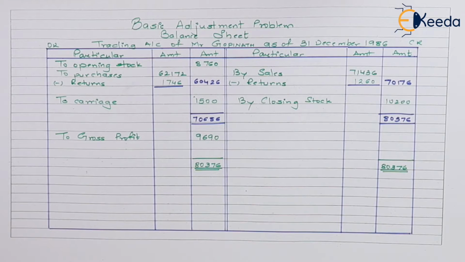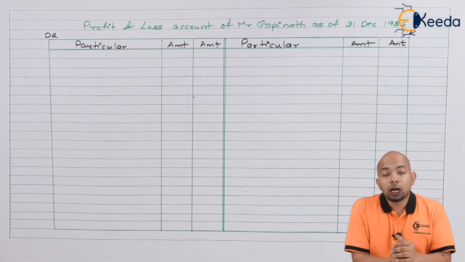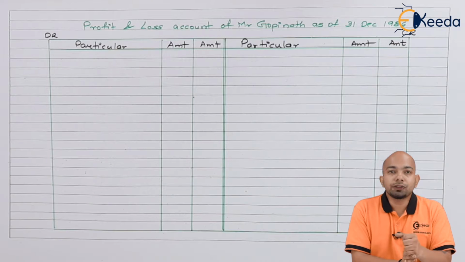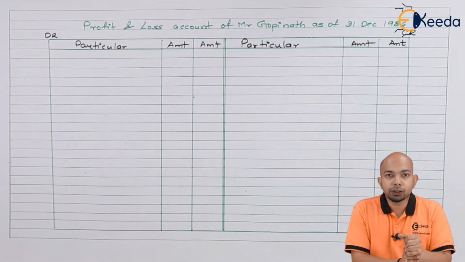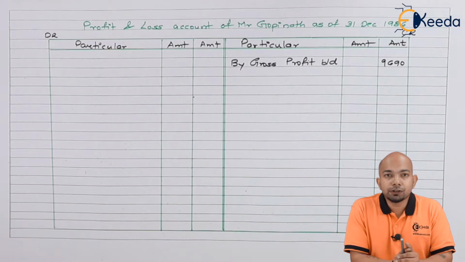Now we'll go ahead and further prepare the specimen of profit and loss account and see what all items are supposed to be mentioned in there and what are the adjustments that we need to take care of in it. So let's figure it out. Now that we've prepared the specimen of profit and loss account, let's go ahead with transferring the gross profit on the credit side first. The gross profit has been transferred now.